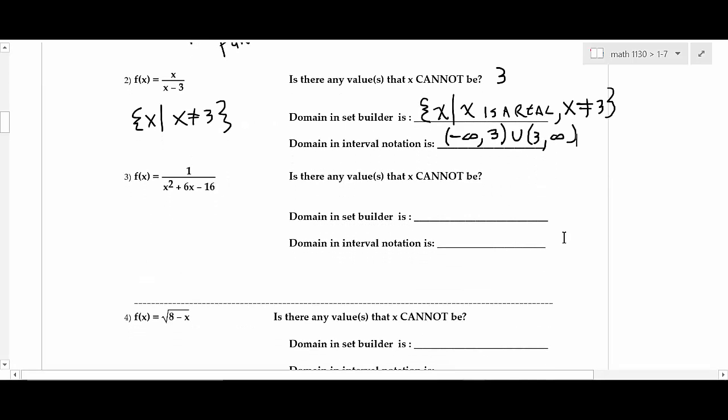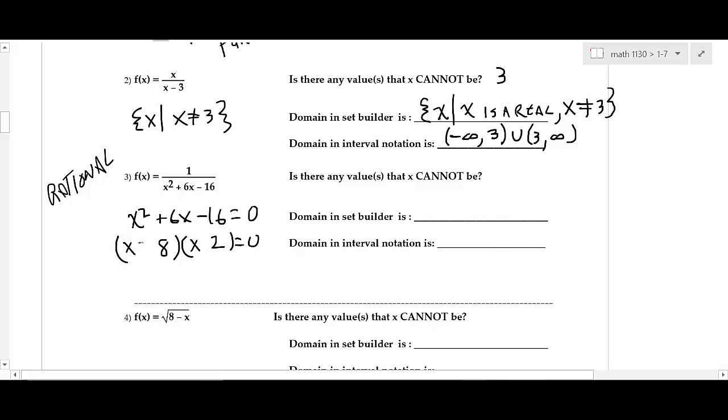Okay, the next one's a little harder to do in your head, but it's still a rational function. So what you do is you just look at that denominator and you set it equal to 0. Well, we've already learned how to do that quadratic equation. How do you solve that? You solve it by factoring, right? If it doesn't factor, you go to the quadratic formula. So this one, when you factor this, you would have x and x to get the x squared. You would have 8 and 2 to get the 16. And you'd have a plus 8 and a minus 2 like that.